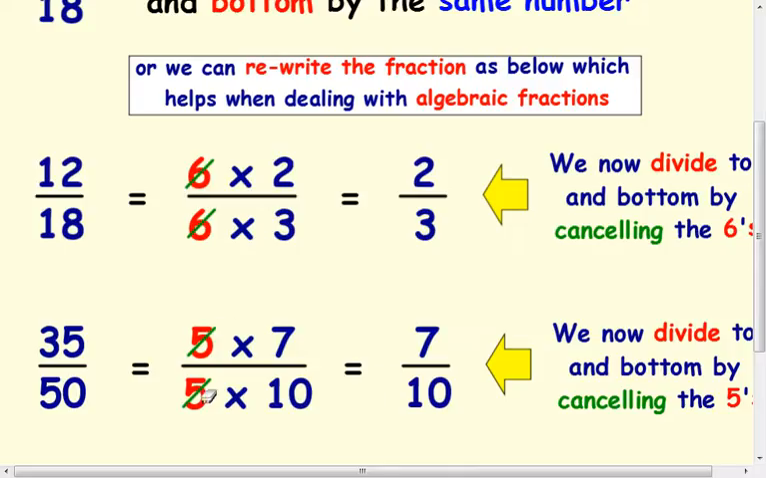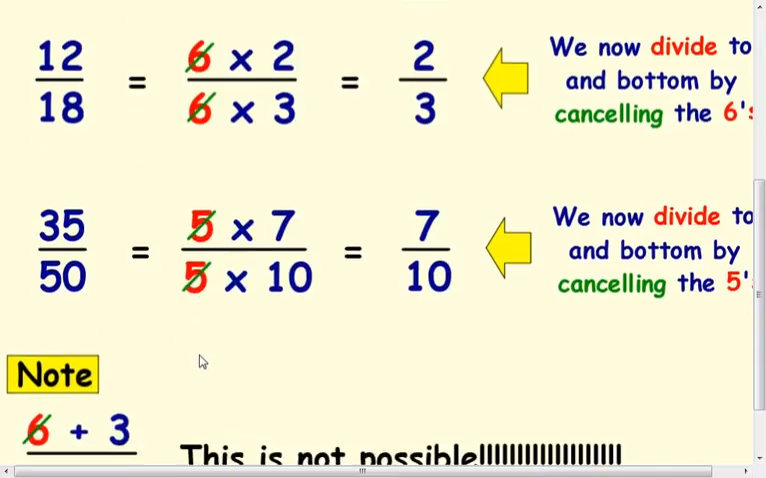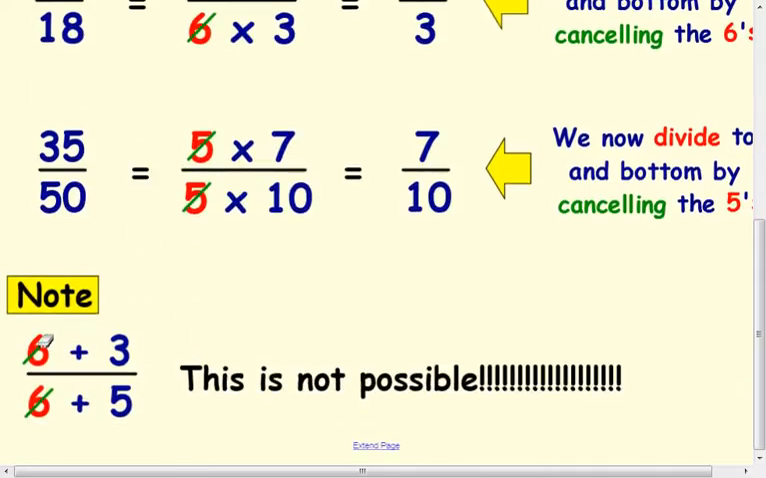Now you can only do this cancelling out process if the numbers have been multiplied, because when you're crossing them out you're really dividing. So the opposite of times is divide. Some people get mixed up and they think they can do it here. For example, 6 plus 3 over 6 plus 5. Oh, I'll divide by 6. But 6 has been added to 3, so you can't undo that by division. You need to undo that by taking away. And if we cancel those down, 3/5 that would come to, is 9 over 11 the same as 3/5? No, it's not. So you can't cancel down when it's been added to another number.